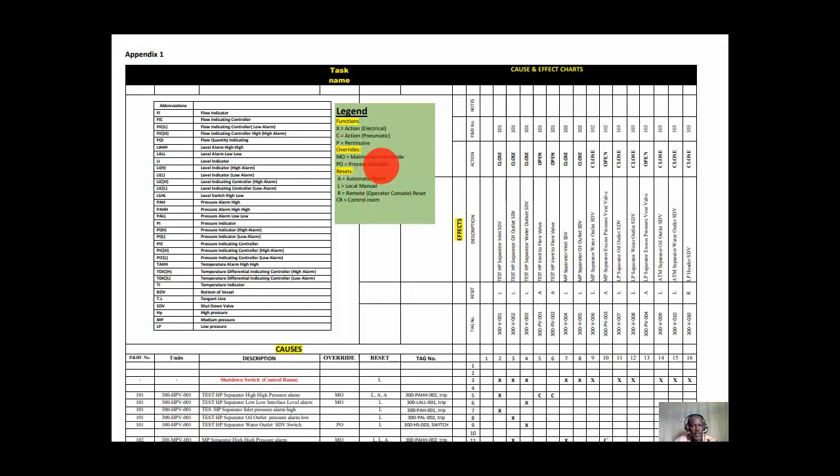Then C is an action as a result of a pneumatic signal. The P here represents a permissive error action. Then we have the overall MO, maintenance override. We have the override as maintenance override or process override. For the reset, A means automatic reset, the L is local reset or local manual. The arrow refers to the remote operation.